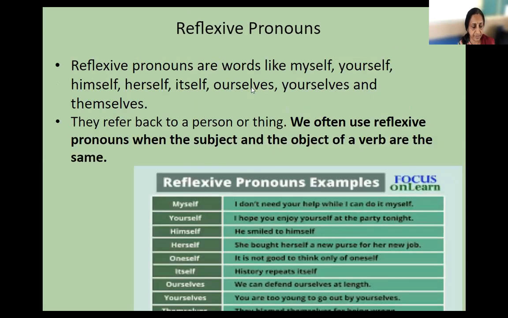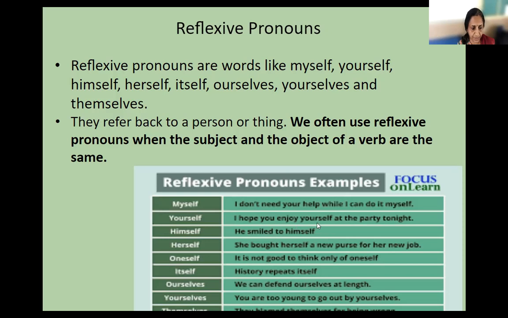Next, we have reflexive pronouns. Reflexive pronouns are words like myself, yourself, himself. They refer back to the person or thing. We often use reflexive pronouns when the subject and object of a verb are the same. I need your help while I can do it myself. Okay, so you're talking again about the same subject.